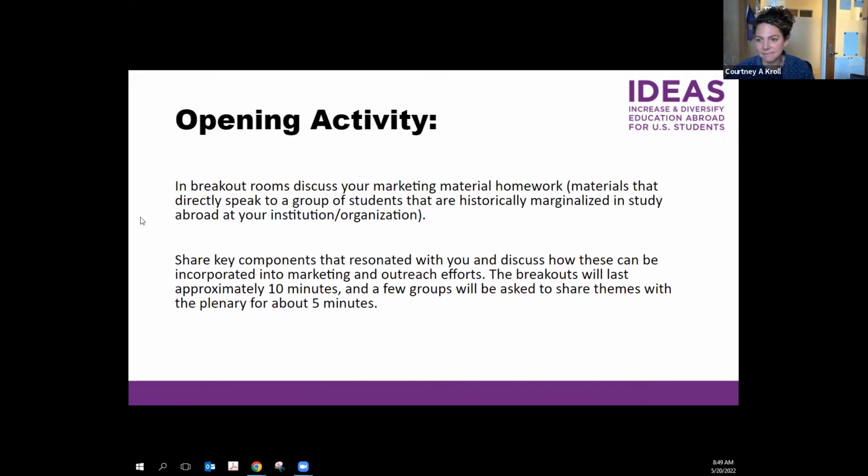Yes. So in our group, a couple of us serve minority serving institutions that are very predominantly minorities. So most of our students are underrepresented. So we don't specifically target a group, not always.